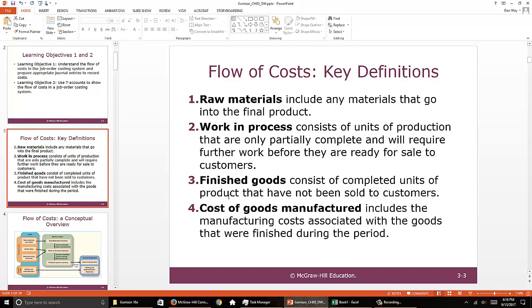Work in process, as the name implies, are any units of product that are partly done but not quite finished and not ready to sell. Finished goods, on the other hand, are units of product that are finished and are ready to sell, just haven't been sold yet. And then cost of goods manufactured, we can think of that as really being the cost of goods finished in a particular period.